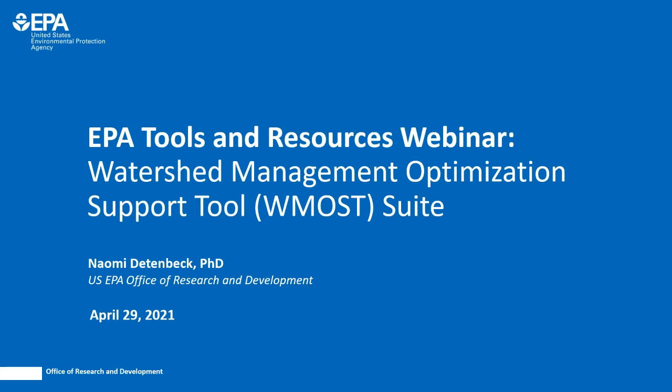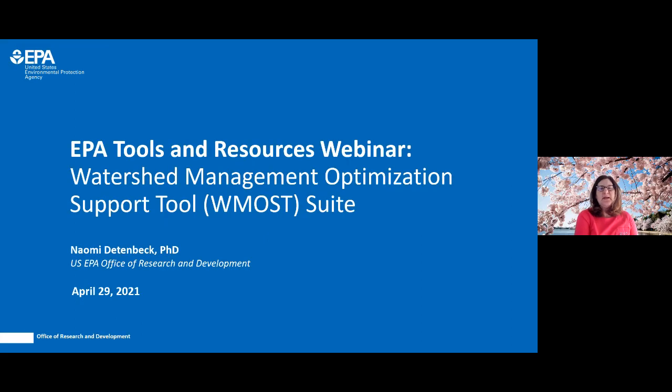And today we're going to have a presentation on EPA's Watershed Management Optimization Support Tool. We call it WMOST. WMOST is a decision support tool to facilitate integrated water management at the watershed and community scales. It allows users to determine the most cost-effective suite of wastewater, drinking water, stormwater, and land conservation management practices to meet both water quantity and water quality goals.